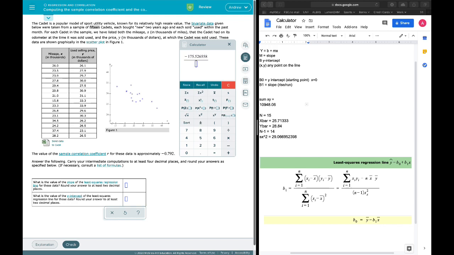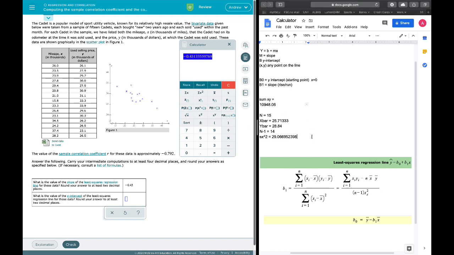And I'm going to divide it by 14, which is n minus 1, times s sub x squared. 14 times 29.066952398. And remember, I said we should get a negative number because our graph is negative, our r is negative, so our slope should be negative. So my slope should be negative 0.4313. It says go at least 2 decimal places, so we can just do 0.43, right?